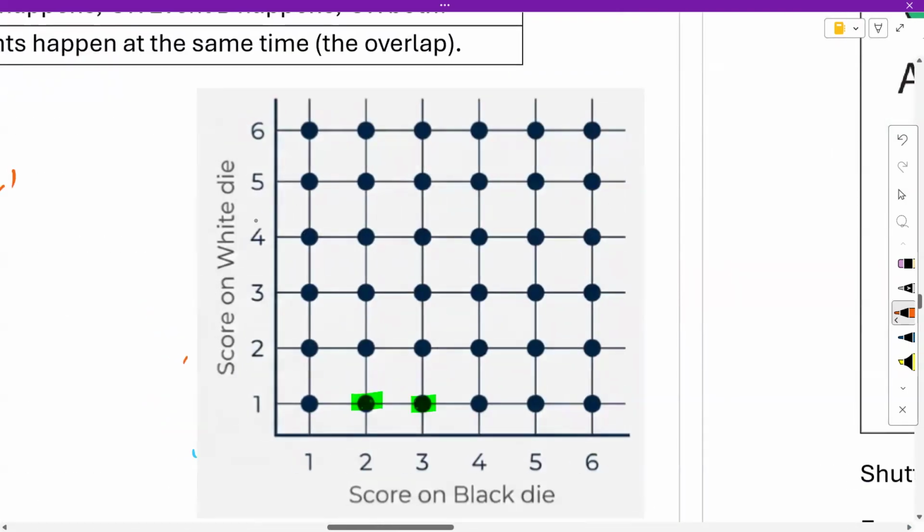Assume that the first die is white and the second die is black. These are the possible outcomes: 1,1; 1,2; 1,3, like that. Or the other way around: if you say black first and white second, 1,1; 2,1; 3,1; 4,1; 5,1; 6,1. Likewise 1,2; 2,2; 3,2; 4,2, like that.